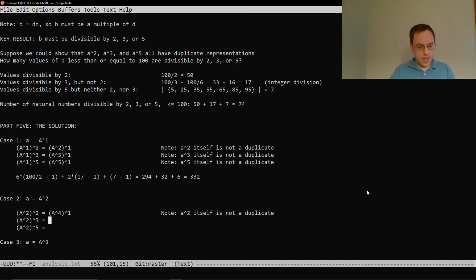Okay, a squared cubed we can write as a cubed squared. And this is the first example where we don't have to exclude the base case. Every power of this expression is going to correspond to an actual duplicate. Okay, and then similarly we can say a squared to the 5th is equal to a to the 5th squared.